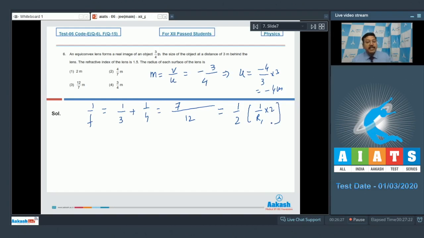R1 of course is the radius of each surface of the lens. So what we have now is that the value of R1 in fact is coming out to be as 12 upon 7 meter. And if we look at the options, it is matching with option 3. So option 3 is correct for question 6. Let's now go to the next question.